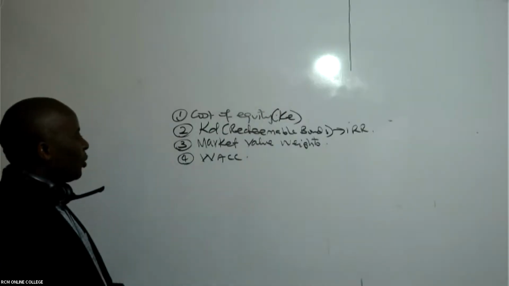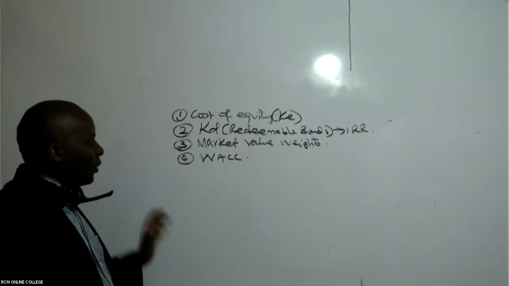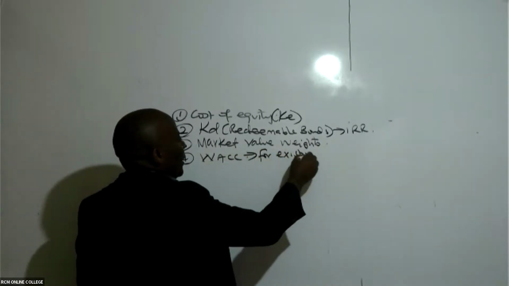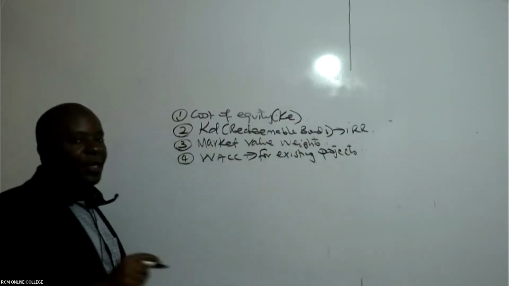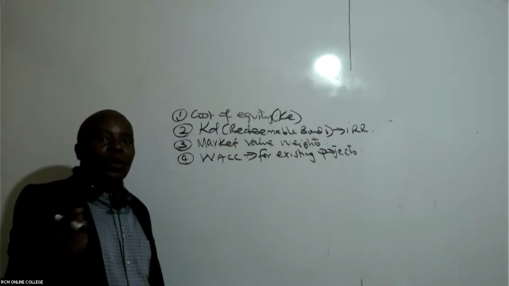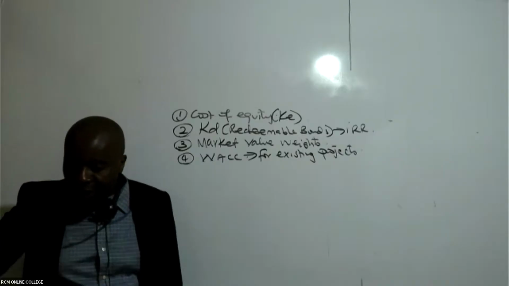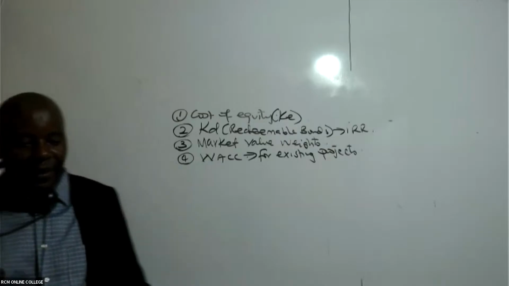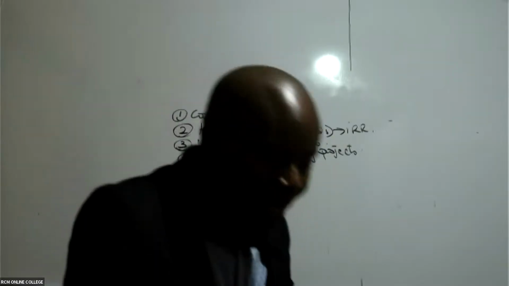WACC is weighted average cost of capital, which is the cost of capital for existing projects, those projects that you already have in the firm. If you're looking at financing some projects in the future, then the cost of capital applicable will be the WMCC.